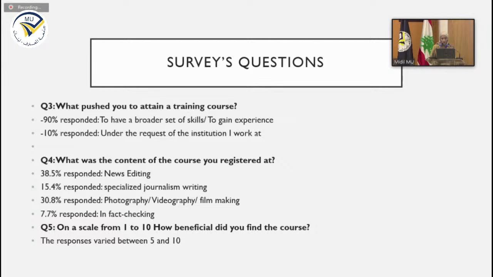Question number 4. What was the content of the course you registered at? 38.5% responded news editing, 15.4% responded specialized journalism writing, 30.8% responded photography, videography, and filmmaking, and 7.7% responded fact-checking. Question number 5. On a scale from 1 to 10, how beneficial did you find the course? The responses varied between 5 and 10.